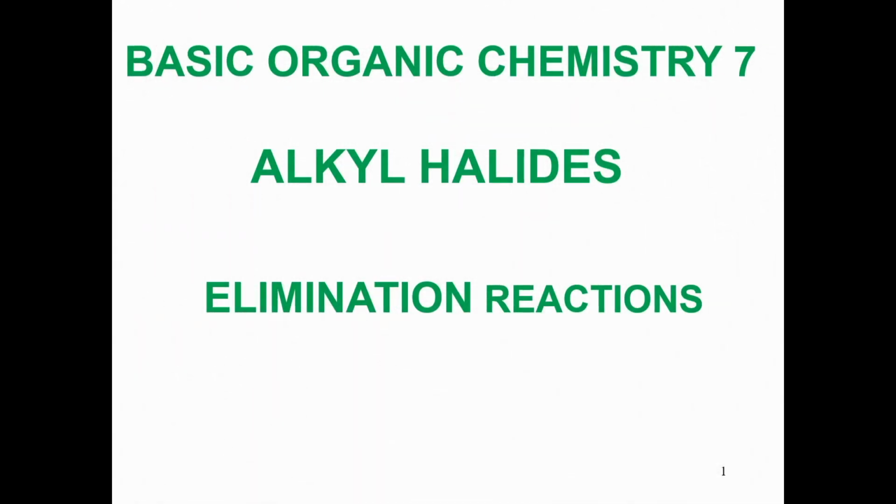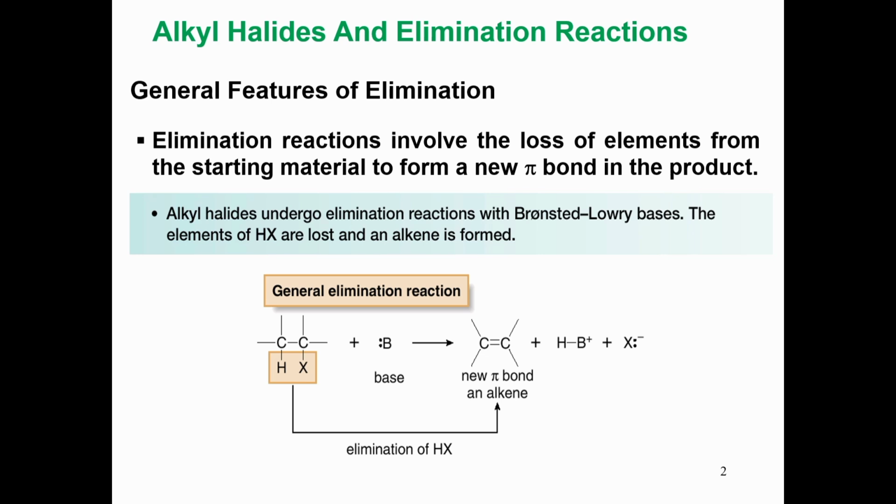In today's basic organic chemistry class, we'll be looking at elimination reactions of alkyl halides. Elimination reaction means loss of elements from starting materials to form a new pi bond in the products, in the presence of a Bronsted-Lowry base. The nature of the pi bond formed is determined by the nature of the alkyl halide. If it's haloalkanes, we are going to form alkene. If it's dihalide, we are going to form alkyne.